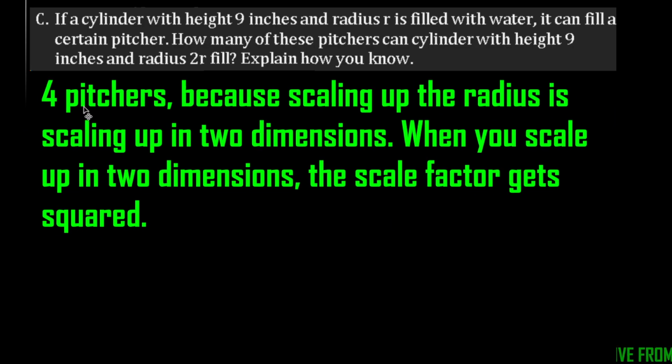We're going to say it's actually 4 pitchers, because when you scale up, the radius is scaling up in 2 dimensions. So that just means when you scale up in 2 dimensions, the scale factor gets squared. So when you look at it like this, just like we did in the previous problem, we're saying 2 squared, because we're getting that from that value, is going to be equal to 4. So we're just multiplying it by 4.